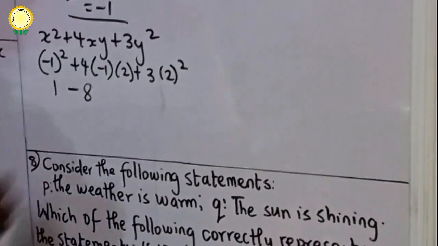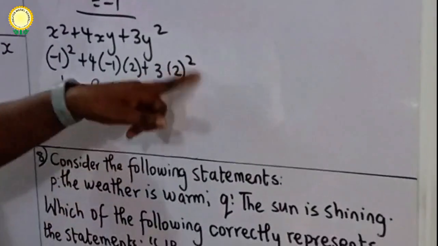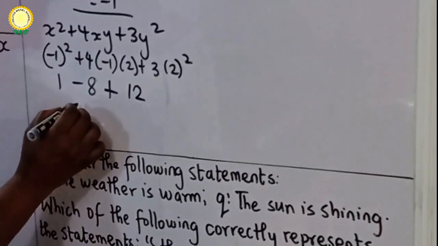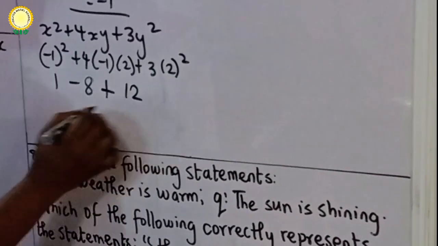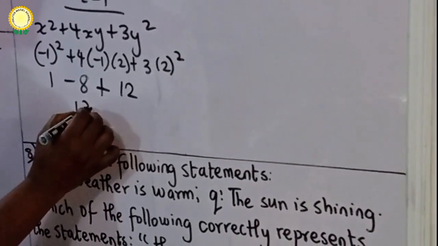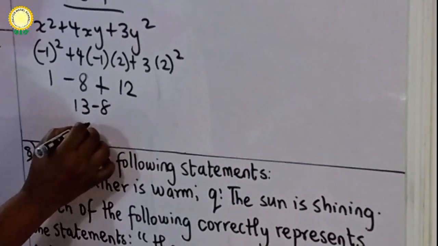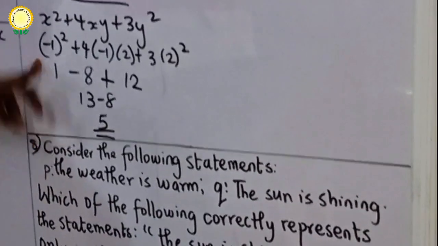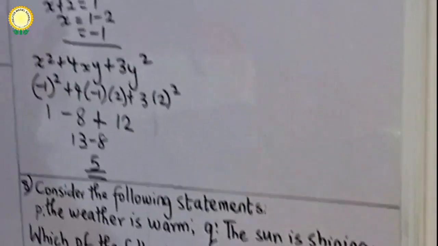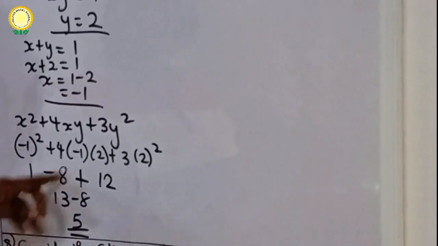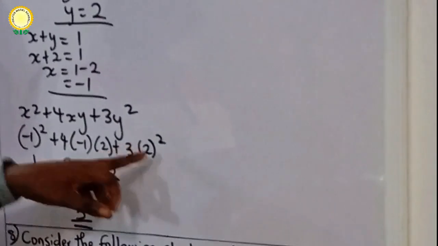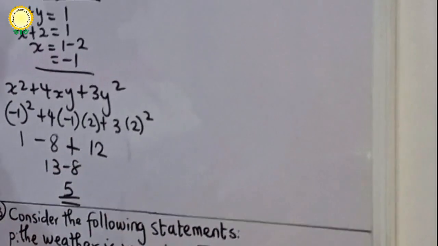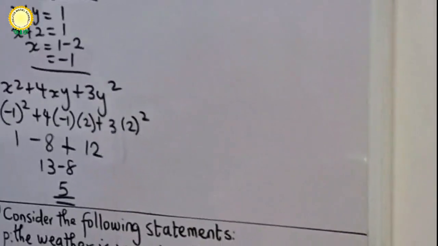So our answer is negative 8, plus 2 squared is 4. 4 times 3 is 12. So we have 1 minus 8 plus 12. 1 plus 12 is 13, minus 8. That will give us what? 13 minus 8 will give us 5. So you can quickly cross-check your work. Negative 1 squared will give you 1. 4 times 2, 8. The negative will make the answer minus 8, plus 4 times 3, 12. So this is minus 7. Minus 7 plus 12 is 5. So our answer here is 5.